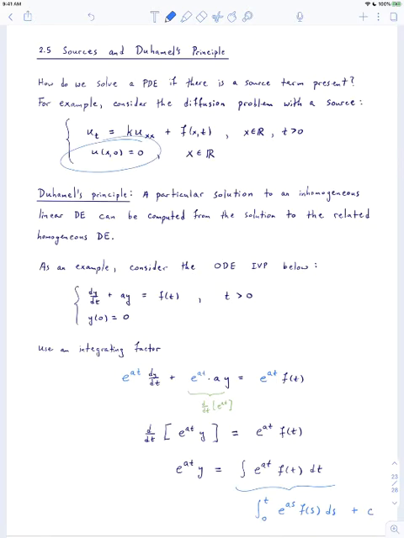We're also assuming that our initial condition is given. We're just calling it 0 though. U at x comma 0 is equal to 0 for all x. So we're going to make use of something called Duhamel's principle.